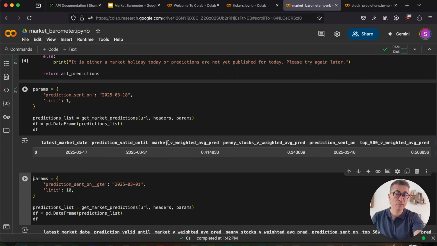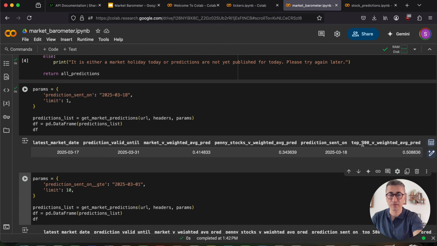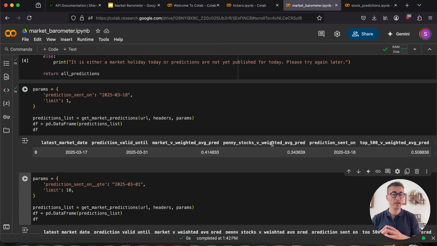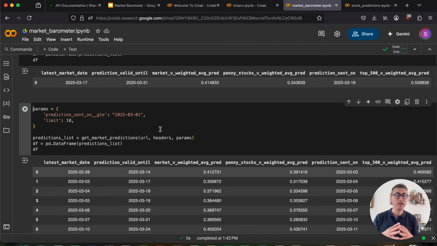The market level volume weighted average prediction is 41%, along with the penny stocks prediction and the top 500 companies volume weighted average prediction. So we just got the predictions for one day only, but we may want to get predictions for several days. There are different ways of doing that. One way is to set the date and say that I want to start getting the predictions from this date onwards.